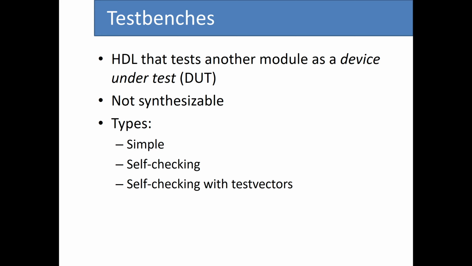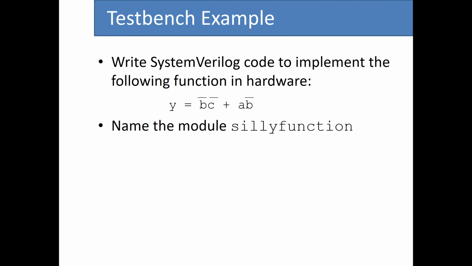There are three different types of test benches. We can have simple test benches, which only provide some values and record the outputs of the module. We have self-checking test benches, which provide the inputs, read the outputs, and check whether the outputs are correct. And then we can have more advanced test benches, self-checking with test vectors. So let's go through one example from each.